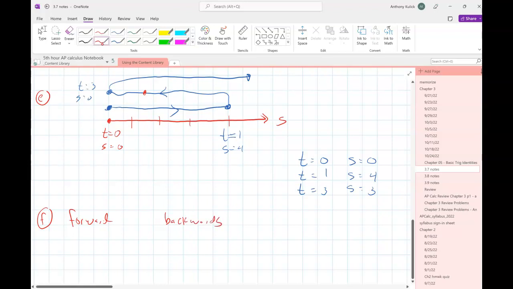So forward, we're going from time 0 to time 1. Backwards, we're going from time 1 to time 3. And then forward again, we're going from time 3 to time 5. Everybody's okay with that?